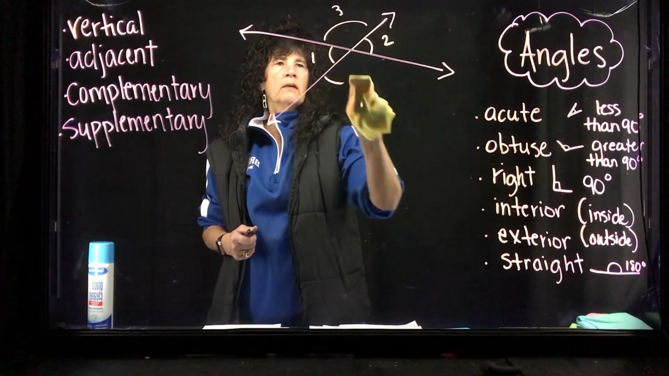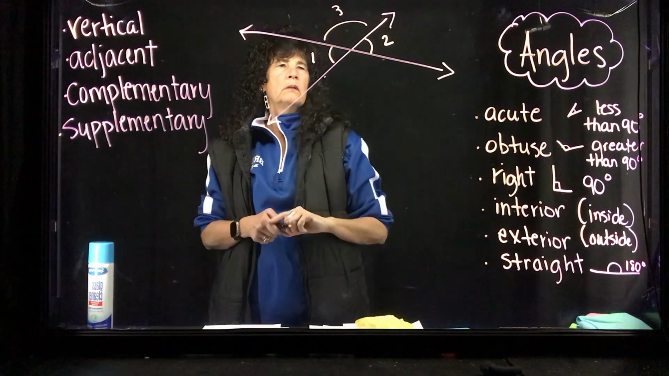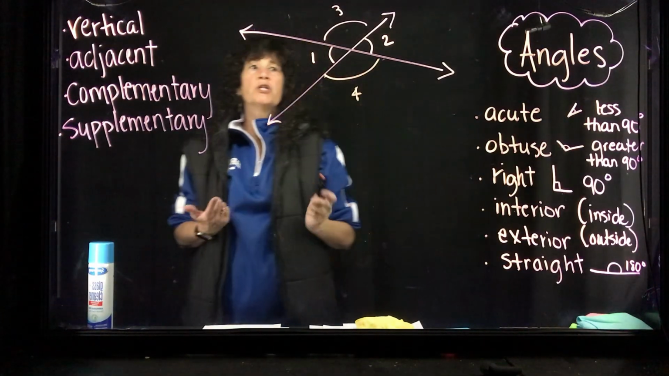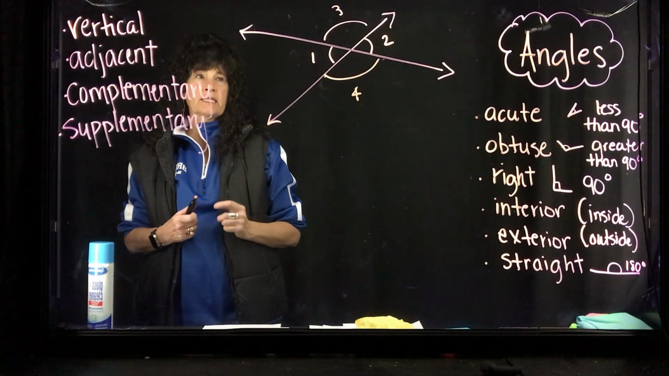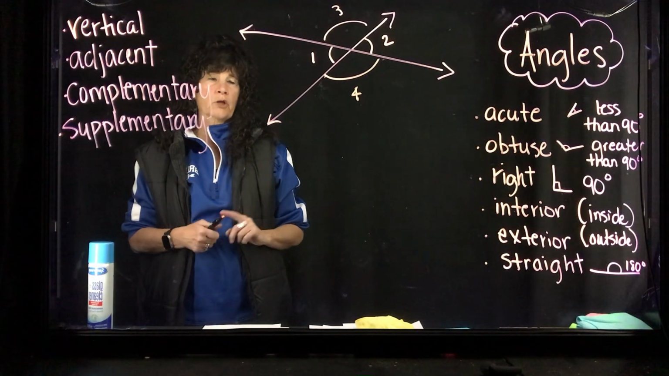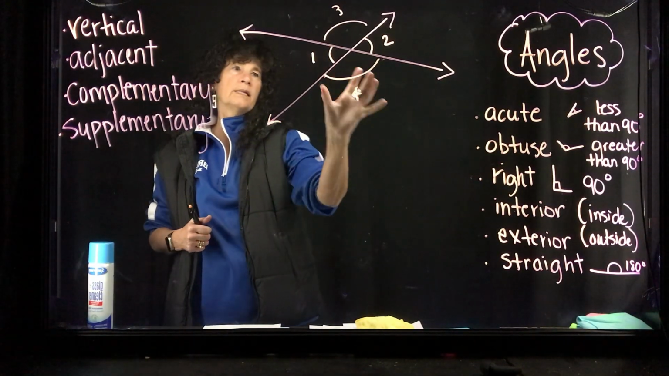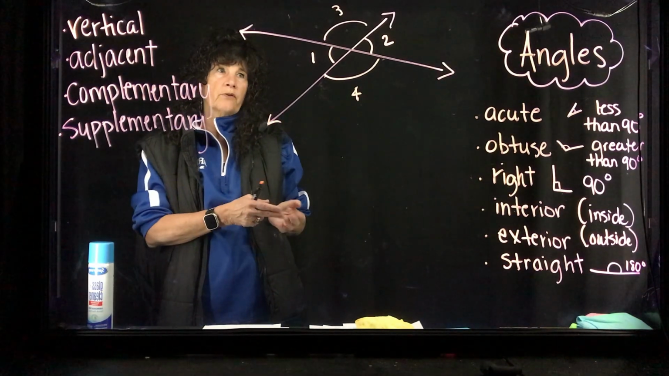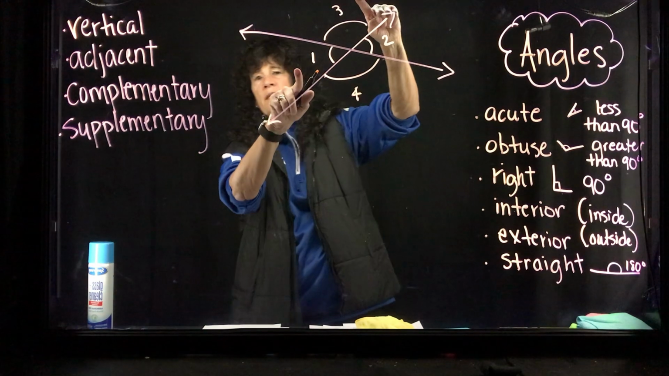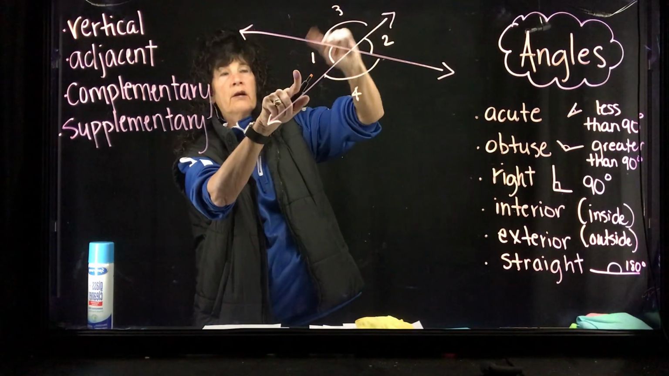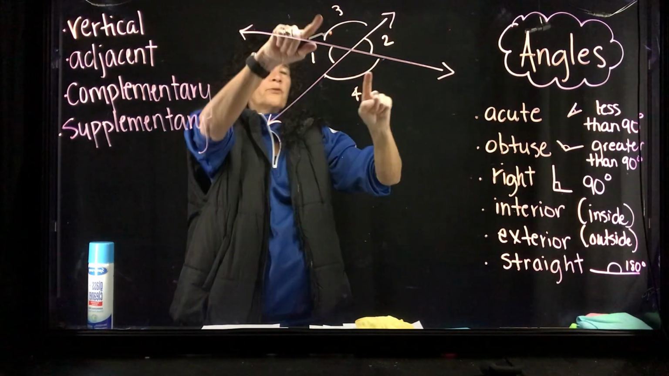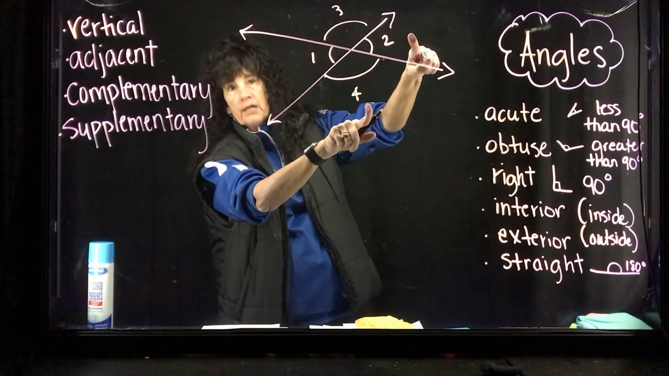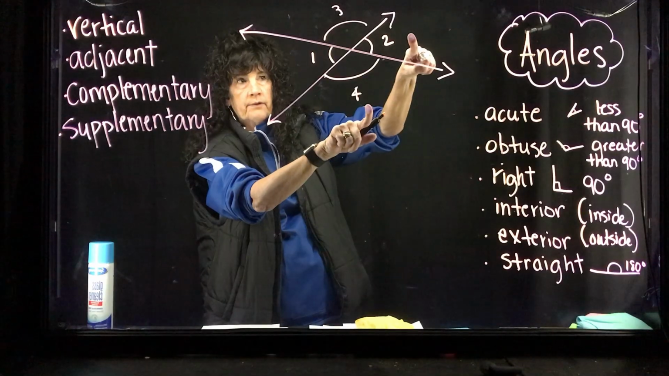Then we have something that we call adjacent angles. Adjacent angles are angles that are next to each other. So here, angle 1 and angle 4 are adjacent. They are next to each other. Angle 1 and angle 3 are adjacent. They are next to each other. 3 and 2 are adjacent. They're next to each other. And 2 and 4 are adjacent. They're next to each other. Okay?